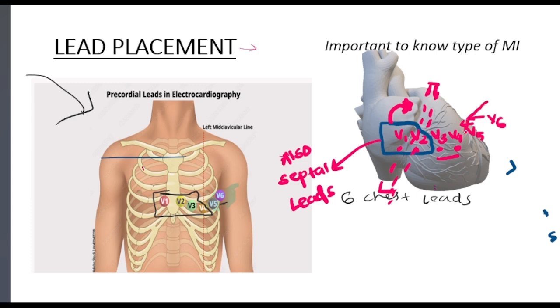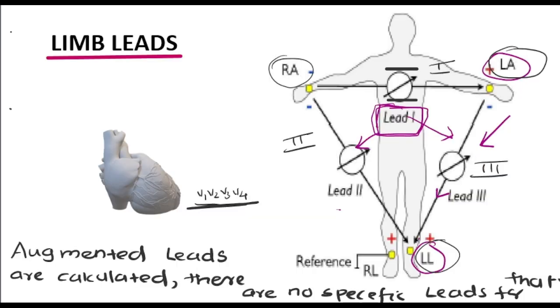Where are V5 and V6? Yes, here. V5 and V6 face the lateral side of the chest. So we expect V5 and V6 to be elevated in lateral wall MI. Easy? Okay. Now let's move to limb leads.